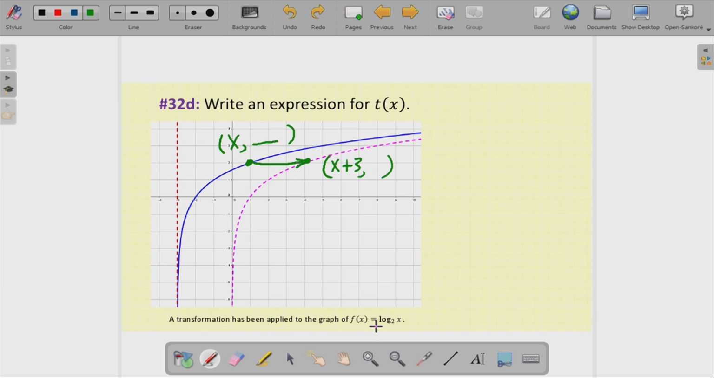And then we can just use this formula right here, log base 2 of input, to describe the y-coordinate, log base 2 of input, where the input is x plus 3. And then the y-coordinate on this translation, since we translated 3 units to the right, the y-coordinate doesn't change. And so it should have exactly the same y-coordinate as this point.